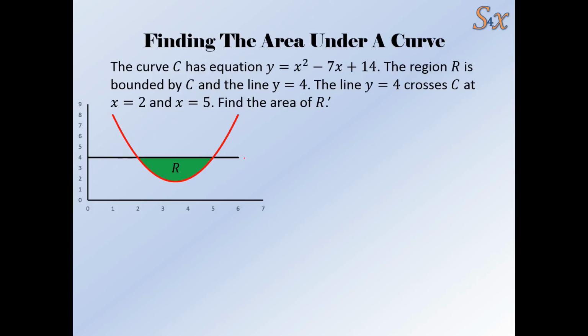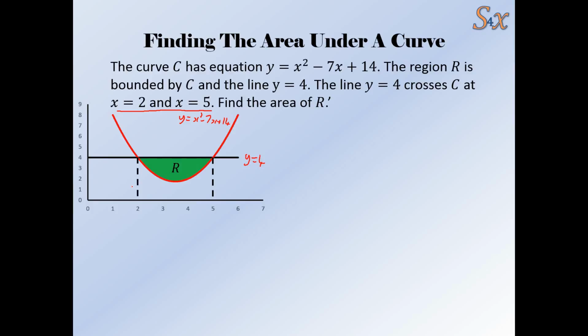So this is the line y equals 4. And this is the curve y equals x squared minus 7x plus 14. This is the area we want here. Now, how do we work that out? First thing to notice is this curve crosses at 2 and 5, which it tells us in the question here. That information is given to us, although we could actually work that out by solving the quadratic.